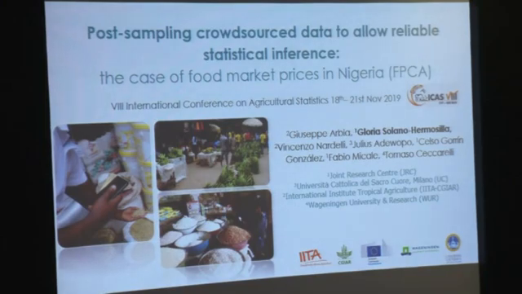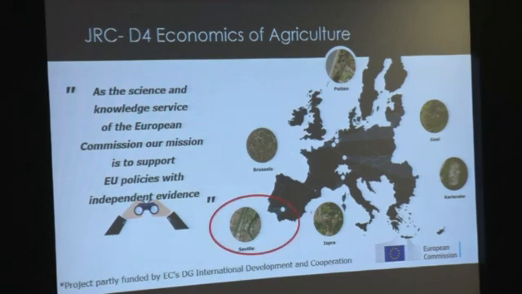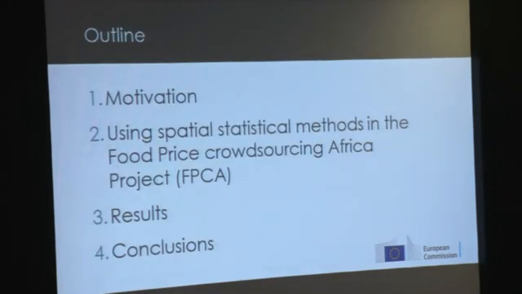My name is Gloria Solano, and I work at the Joint Research Center of the European Commission in the Unit Economics of Agriculture. The Joint Research Center is the service for science and knowledge production and supports the policy making of the European Commission, and we are in the site in Seville. This is the outline of my presentation. First, I will provide you with the motivation. Then I will explain how we use spatial statistical methods in this project. Then I will show you some of the results, and finally I will provide you with some conclusions.